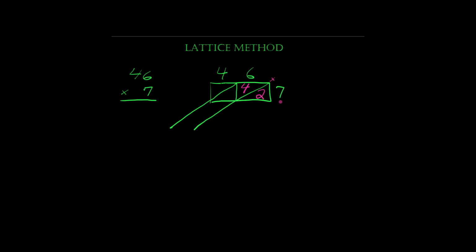7 times 4, which is 28. I could have done this one first, I could have done 7 times 4. We just have to know where to put it. We're kind of matching it up.